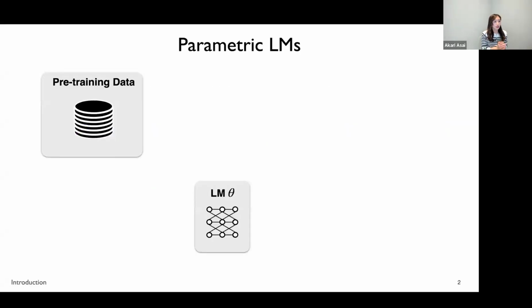Okay. So to understand why retrieval-augmented language models are so powerful and widely used, let me briefly remind you how normal language models are built today. Their training involves two main components, massive pre-training data and the language model itself.